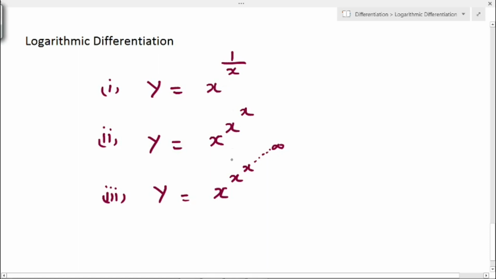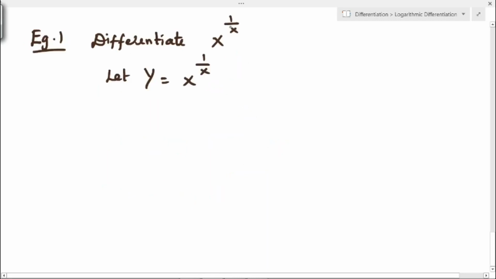And here I have some examples. The first one is x to the power 1 by x, the second one is x power x to the power x, and the third one is x power x to the power x, and so on till infinity. These problems we have to solve by using logarithmic differentiation. First example, differentiate x to the power 1 by x. So first we have to assume y equal to x power 1 by x.